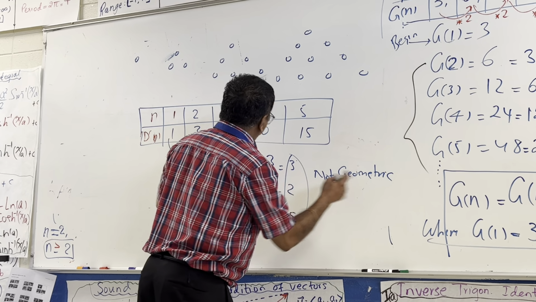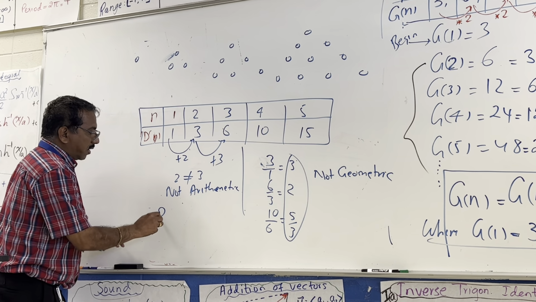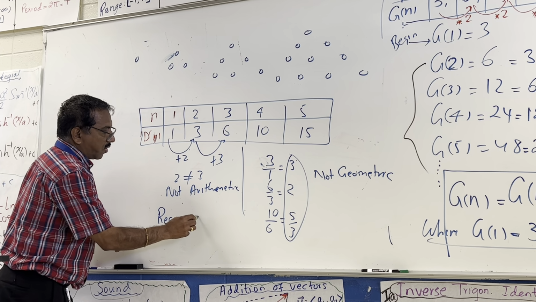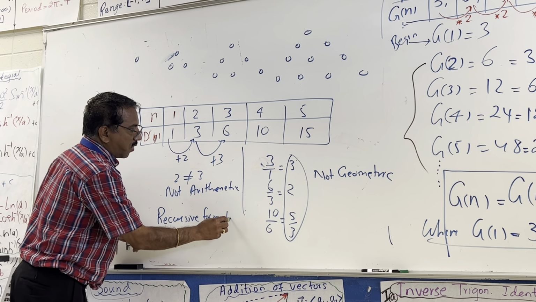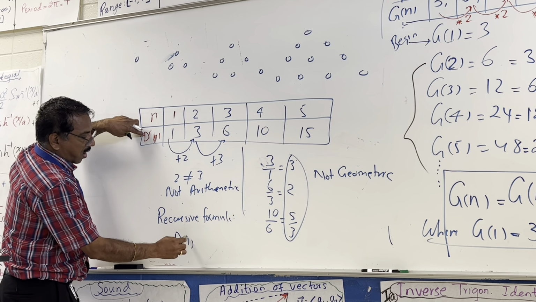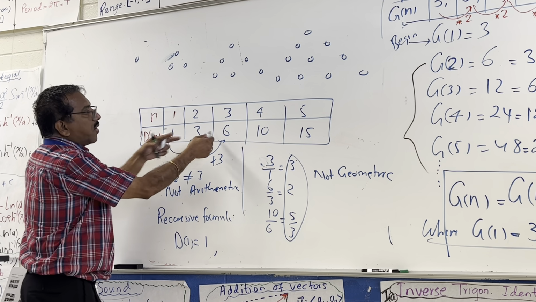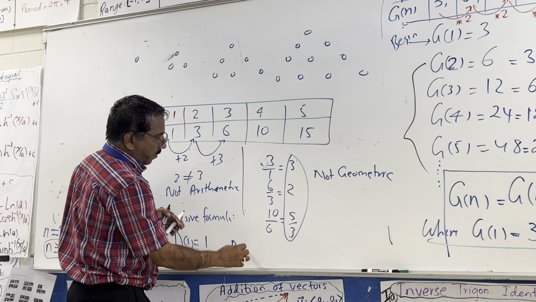But still we can write the recursive formula. Can we write a recursive? That's the point, recursive formula. So what is the recursive formula for this? It starts with the first one, the number of dots, D of 1 is 1, so that's one thing. And then anywhere, like any term, the number of dots at any place.